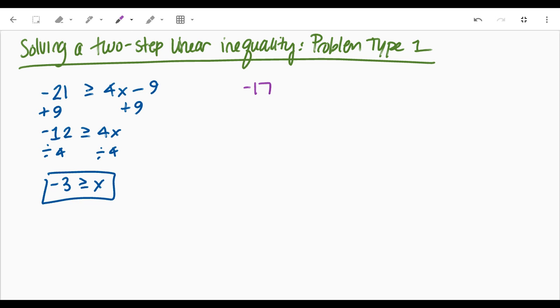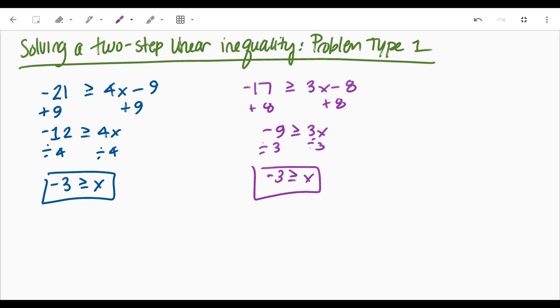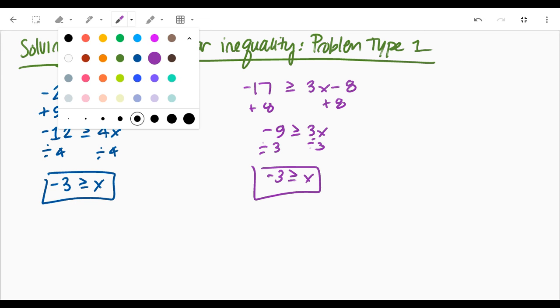Like negative 17 greater than or equal to 3x minus 8. Add 8, and we'll have negative 9 greater than or equal to 3x. Divide by 3: negative 3 greater than or equal to x. Oh, same answer again. Different number, same answer. So that should be hopefully a nice little easy one for you guys. Now we're going to do the same thing, but it's going to be problem type 2. So this is going to get you the negatives. I was getting ahead of myself a little bit.